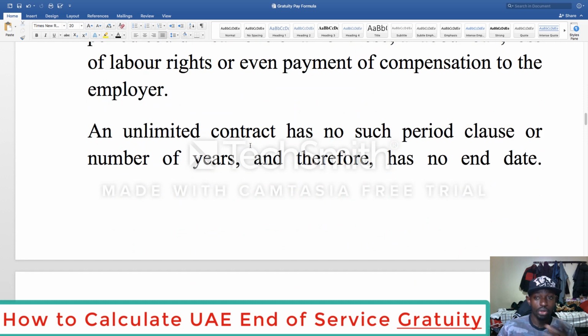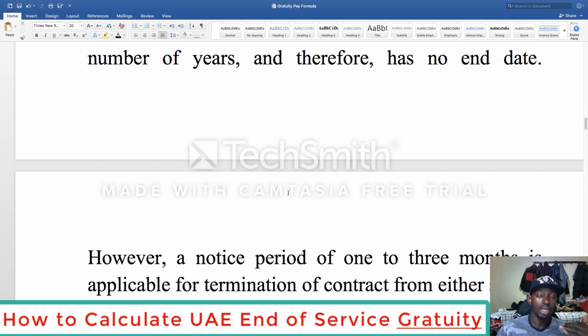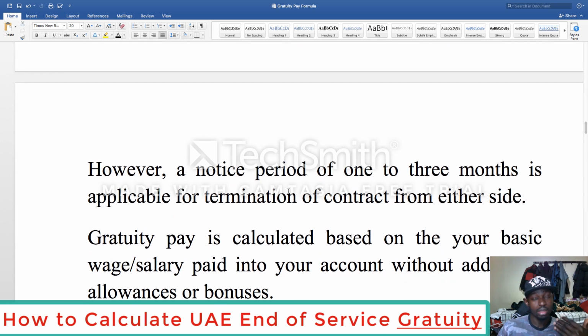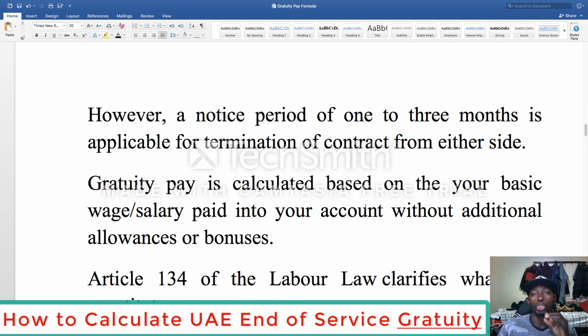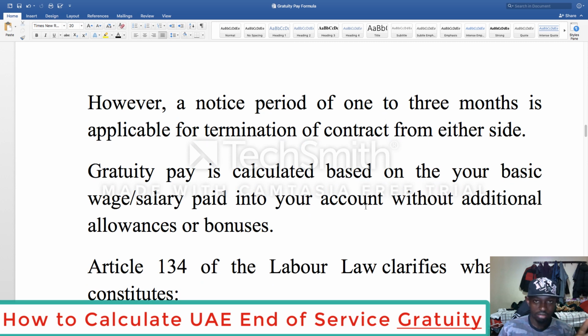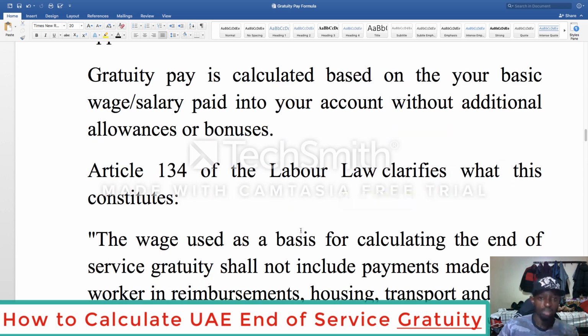Now, an unlimited contract, on the other hand, we all know is a contract that has no specific duration. You can enter into a contract to work in perpetuity, and you work for life until the day that you decide to resign. But mind you that if you decide to resign, you must give your employer between 1 to 3 months notice. Likewise, your employer too must also give you notice, maybe 1 month, 2 months, or 3 months notice. Now, gratuity pay is calculated based on your basic wage, which is paid into your account. No other thing is taken into consideration. I'm going to show you this in the calculation proper.